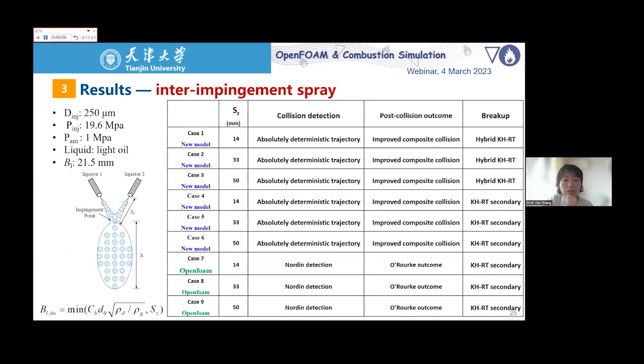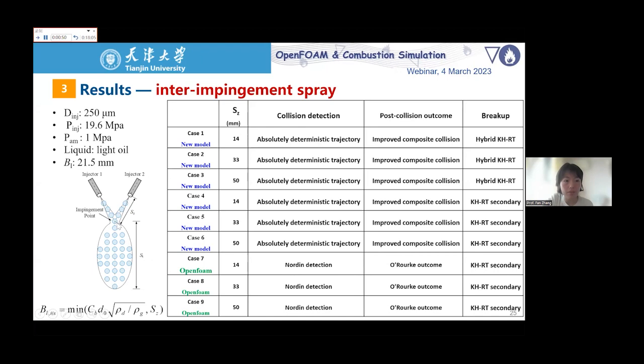Then, after the binary collision validation, we want to look at impinging spray. We have 9 cases. The first 6 cases are based on our new collision model, and the first 3 use the hybrid KHRT model. Cases 4 to 6 only consider the secondary breakup. Cases 7 to 9 are the OpenFOAM original cases. Here we give the parameter SZ. SZ is the distance from the injector to the impingement point.